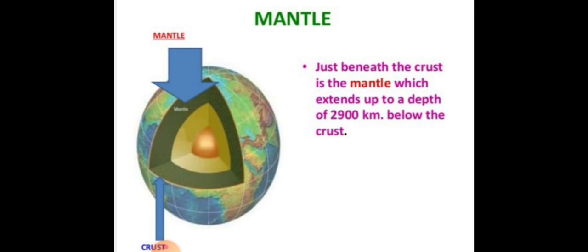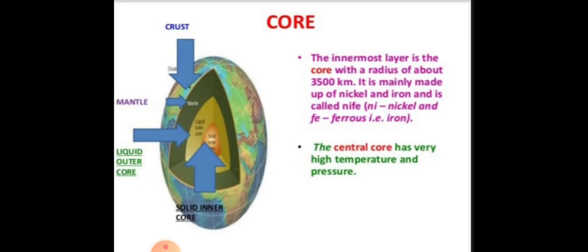Mantle. Just beneath the crust is the mantle, which extends up to a depth of 2900 kilometers below the crust. Core. The innermost layer is the core, with a radius of about 3500 kilometers. It is mainly made up of nickel and iron and is called NIFE, nickel and ferrous, that is iron. The central core has very high temperature and pressure.